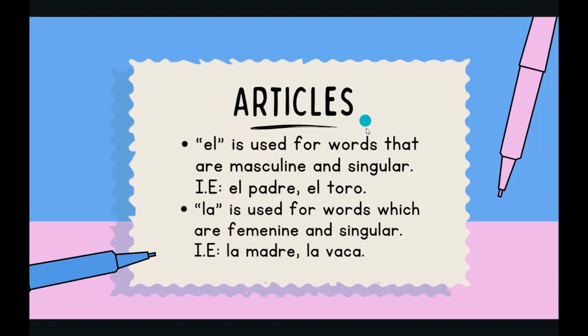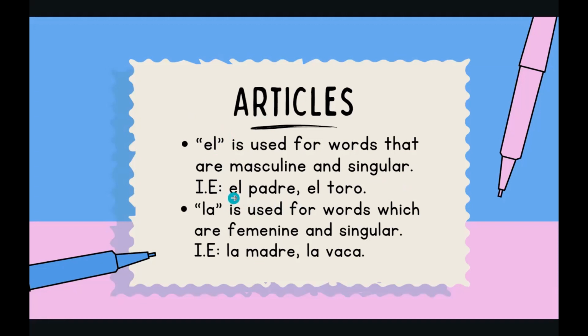So, the articles we have. El is used for words that are masculine and singular. We'll use the article el before words that are masculine and singular. Therefore, if we ever see a word which has before it the word el, the particle el, we'll know for sure this word is masculine and singular.